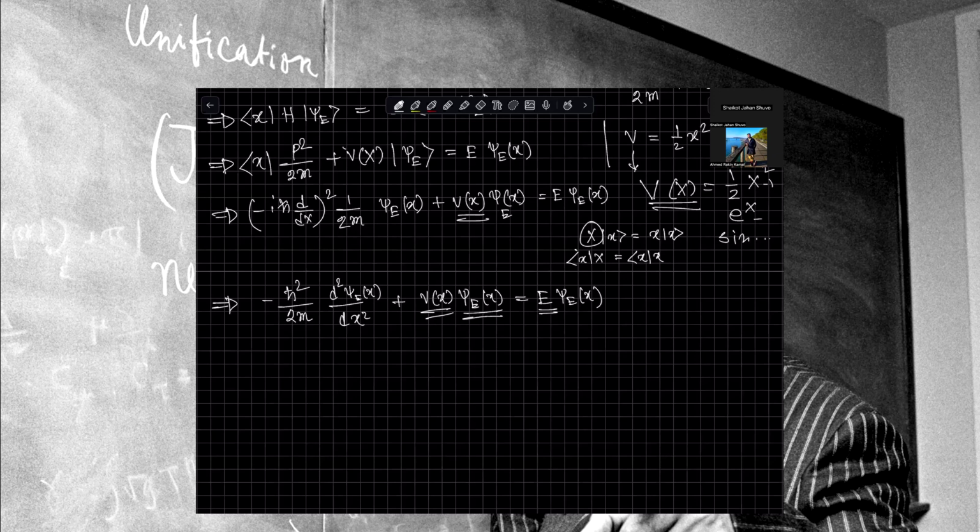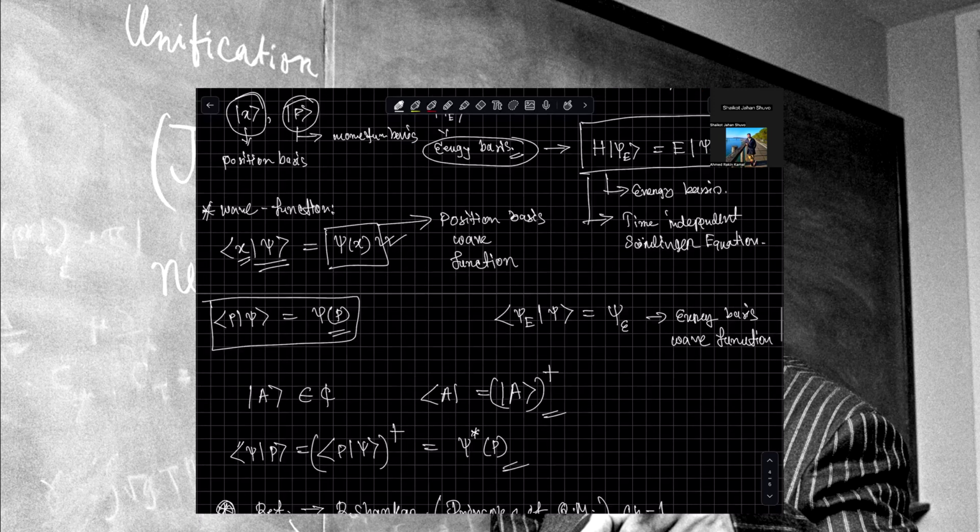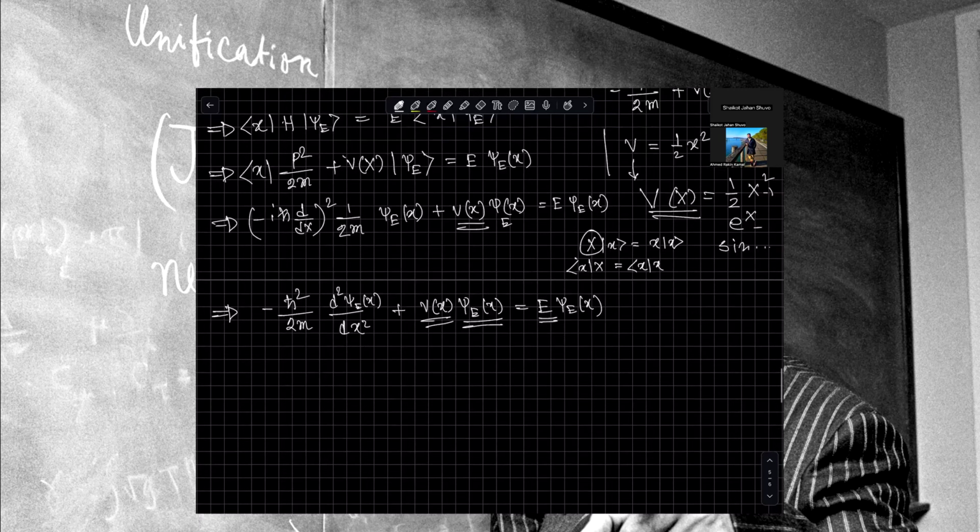Sorry, what was I calling this? I think I was calling this the energy basis wave function, my bad. So these are two quantities of interest that you can solve for from this differential equation, depending on the value of V of x.